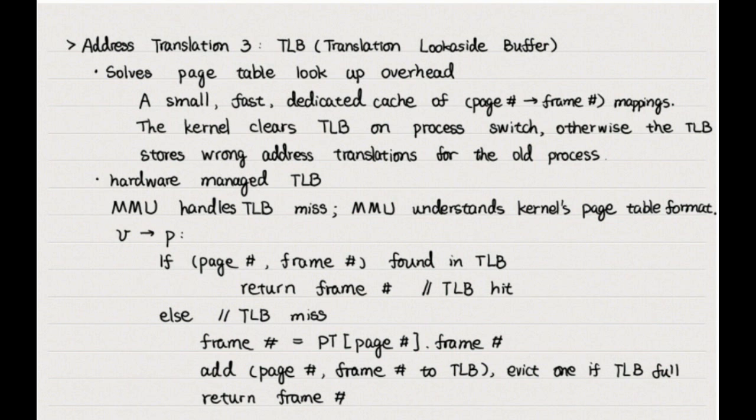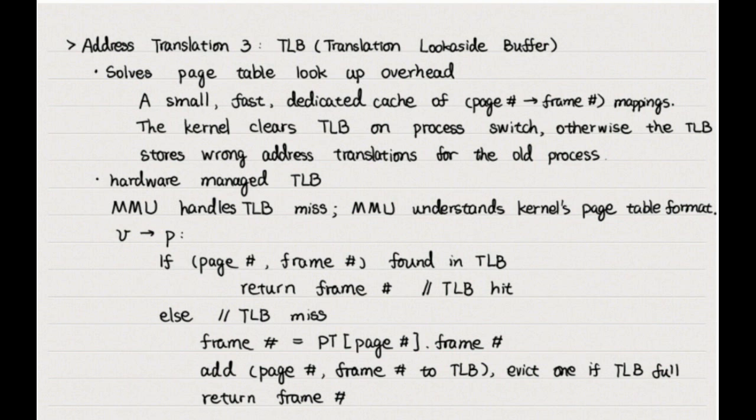Page table lookup introduces extra memory operation. To reduce page table lookups, we introduce a small, fast, dedicated cache that only stores page table entries. This cache is called TLB, shorthand for Translation Look-Aside Buffer. We need to incorporate the changes introduced by adding TLB into the kernel.